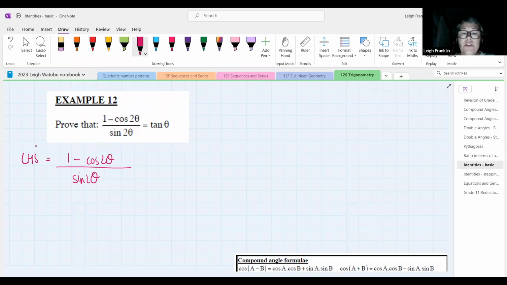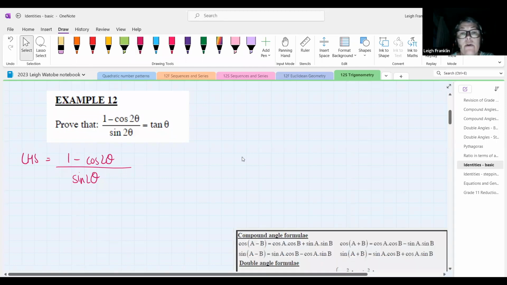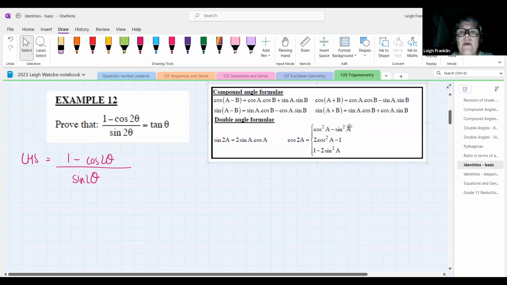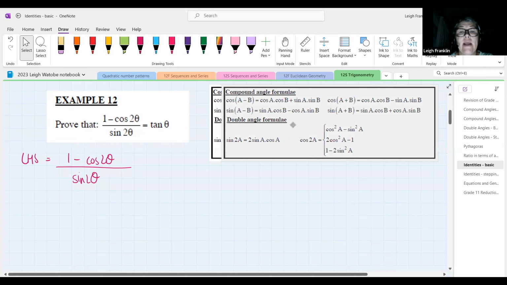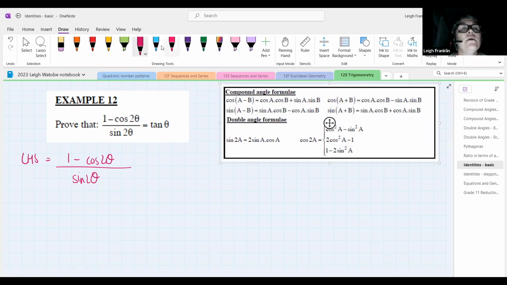With cos 2 theta, there are 3 different ways in which I can write this. Either I can write it as cos squared A minus sine squared A, or 2 cos squared A minus 1, or 1 minus 2 sine squared A. What I want to try and do is write it in such a way that I can cancel out this 1 in the front. So which one of the 3 do you think I should use? I want to get rid of the 1, so use a formula that's going to allow us to get rid of the 1.